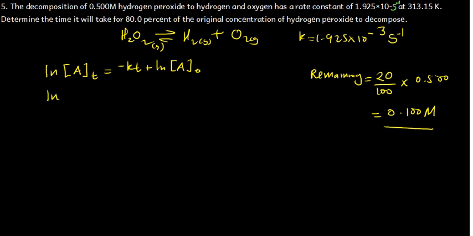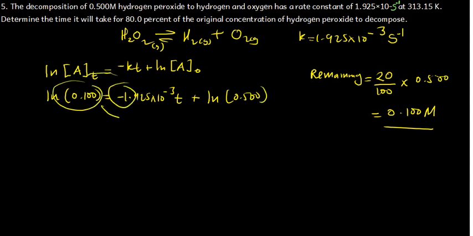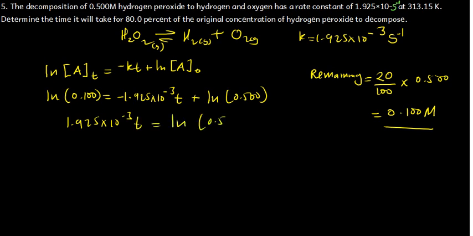So natural log, we are going to put that concentration 0.100, and that should be equal to negative k, which is the rate constant, 1.925 multiplied by 10 to the power negative 3, and then times time. We want to find the time for which this is going to remain, plus natural log of the initial concentration, 0.500. Now I can take this value, which is negative, to the other side, and then I can take this value to the other side of the equation. So taking it to the other side becomes positive 1.925 times 10 to the power negative 3 t, and that will be equal to natural log of 0.500 minus natural log of 0.100.